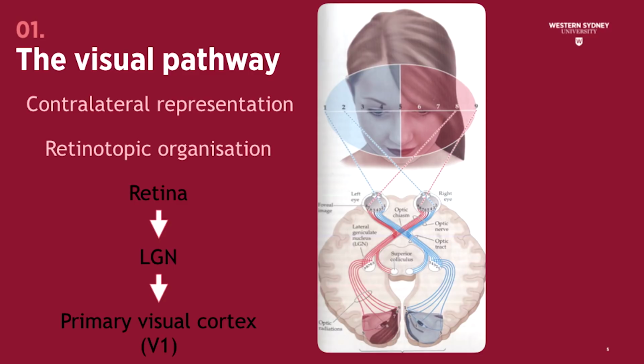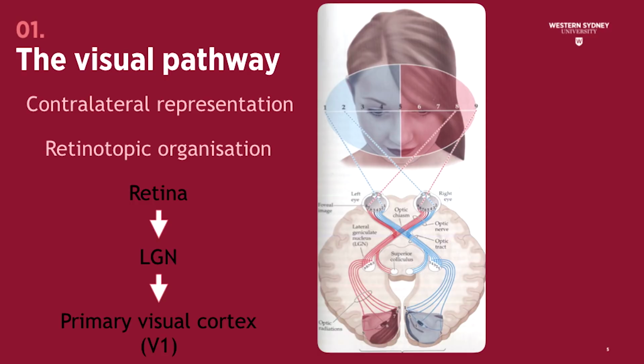Neural information is transmitted from the eyes via a bundle of fibres known collectively as the optic nerve. Most of this retinal information is transmitted to a structure in the thalamus known as the lateral geniculate nucleus, or LGN. Information from the LGN is transmitted all the way to the back of the brain to an area known as the primary visual cortex, or area V1.